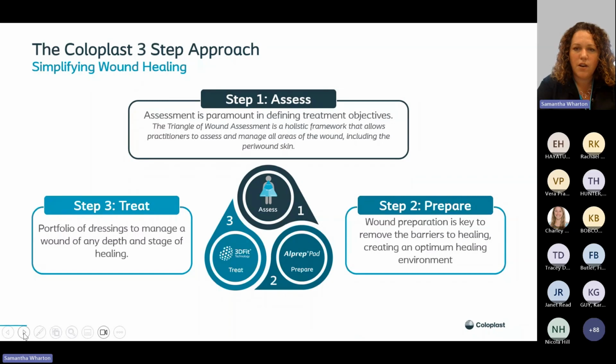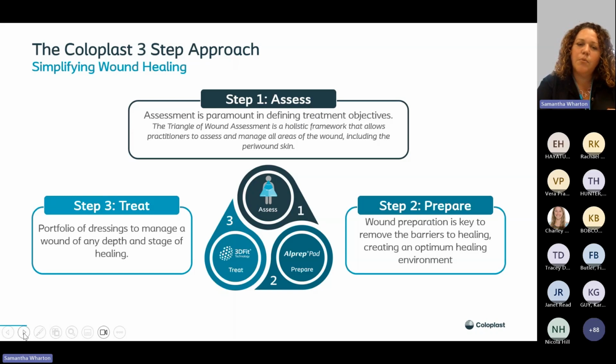Assessment is paramount in defining your treatment objectives. Within Coloplast, we use the triangle of wound assessment, which is a holistic framework that allows practitioners to assess and manage all the areas of the wound, including the peri-wound skin. So it's the wound bed, the wound edge, and the peri-wound skin. It's really important to assess those three areas of the wound.